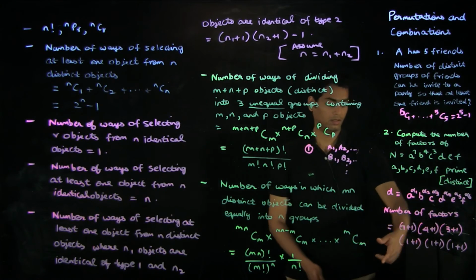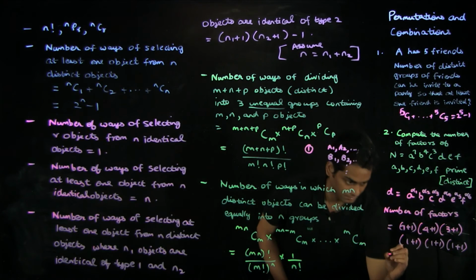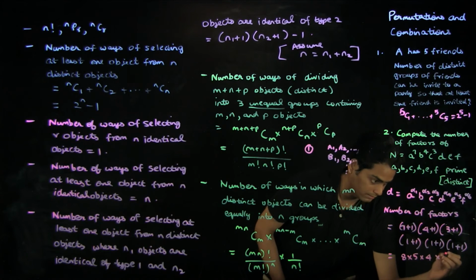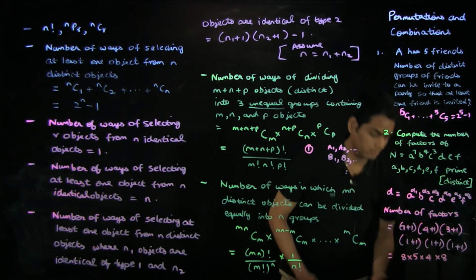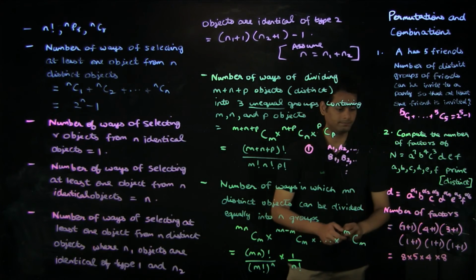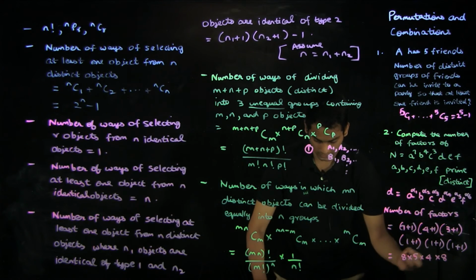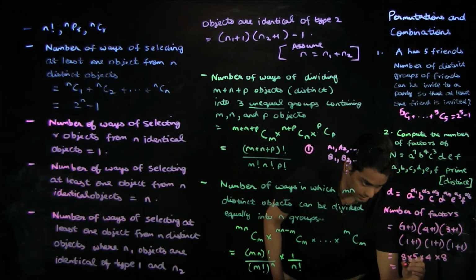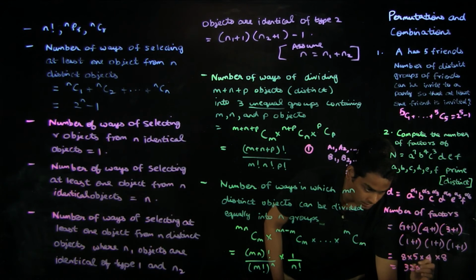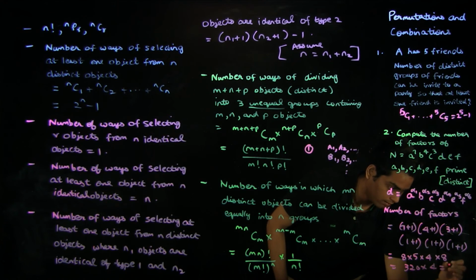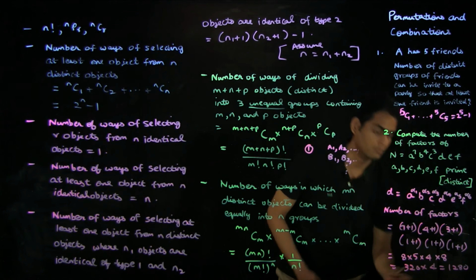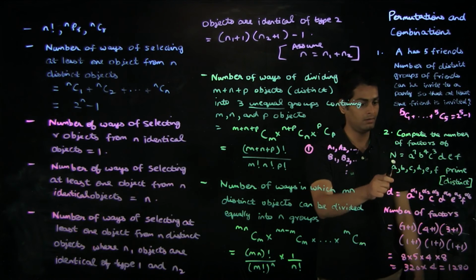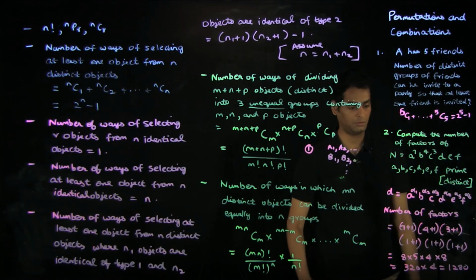So you can evaluate this result. This is nothing but 8 times 5 times 4 times 2 cubed, which is again 8. And this is nothing but 64 times 5, which is 320, times 4, which is 1280. So the number of factors of this number n, which is given in this form, is 1280.